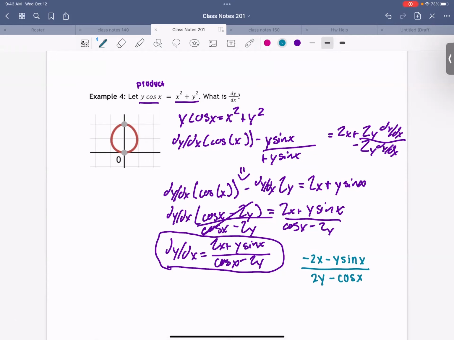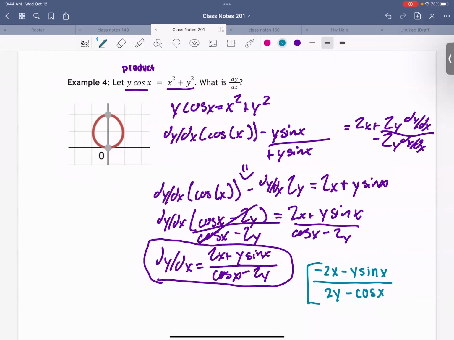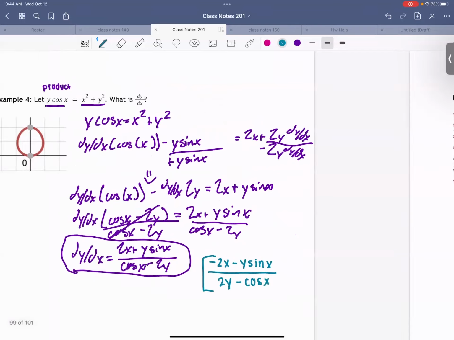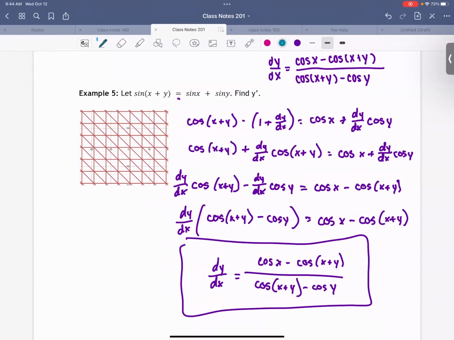Okay, so don't freak out if the signs look a little bit different than the answer on the answer sheet or my notes here. You just did the steps in a different way. The answer is still right. Okay. Any questions on example 4? All right, moving on to example number 5.